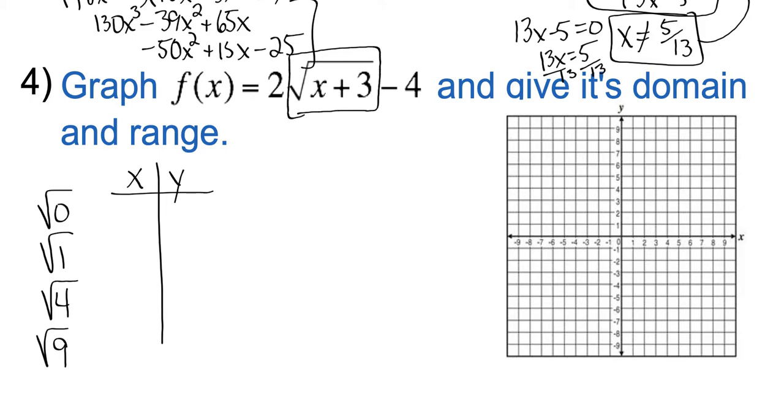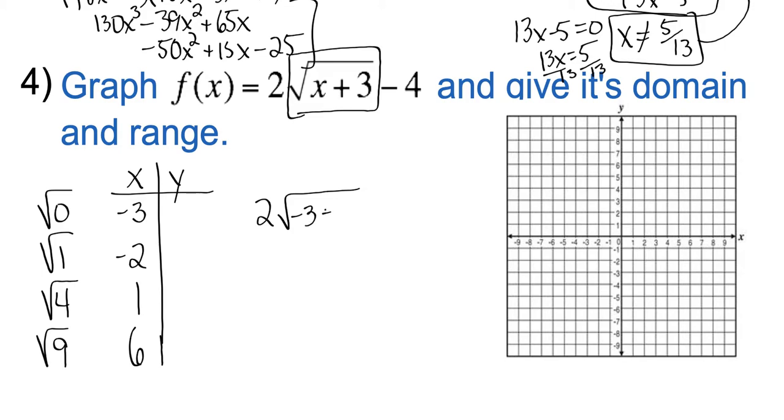So what plus 3 gets me a 0? Well, that would be a -3. What plus 3 gets me a 1? That's a -2. What plus 3 gets me a 4? That one should be pretty easy. A 1. What plus 3 gets me a 9? That's a 6. And then after we figured those numbers out, we actually put them in to evaluate.